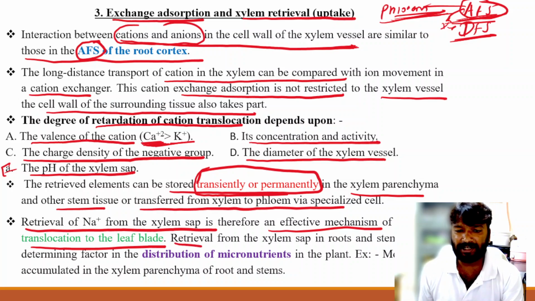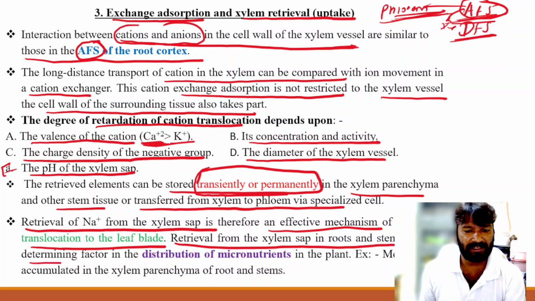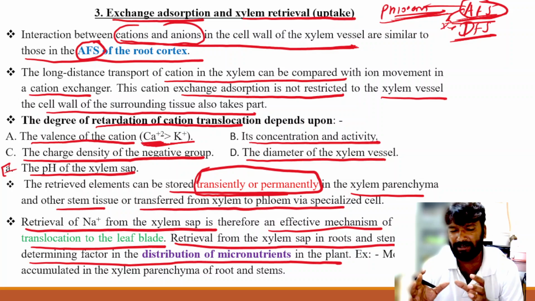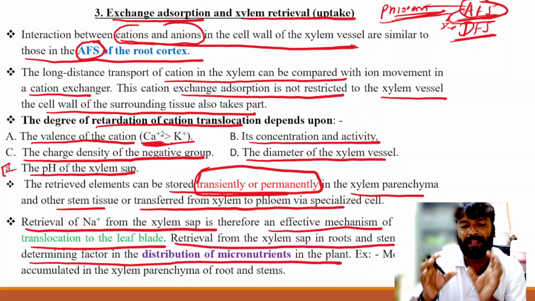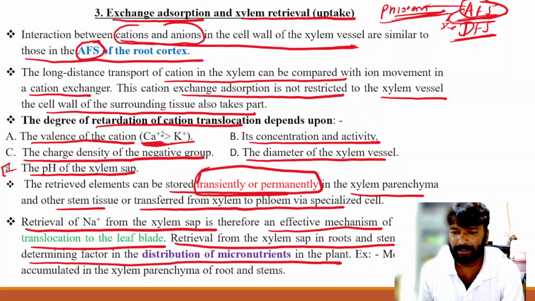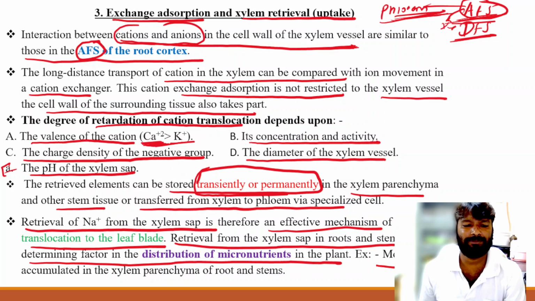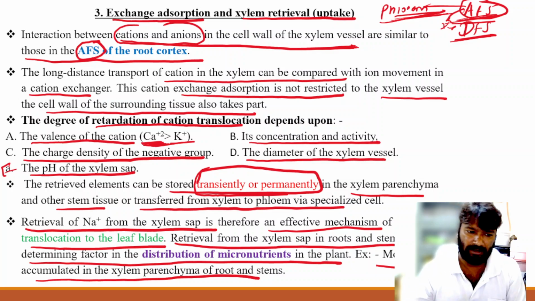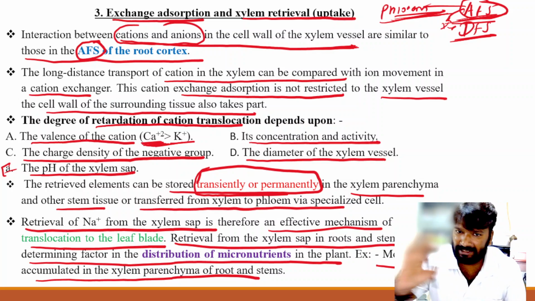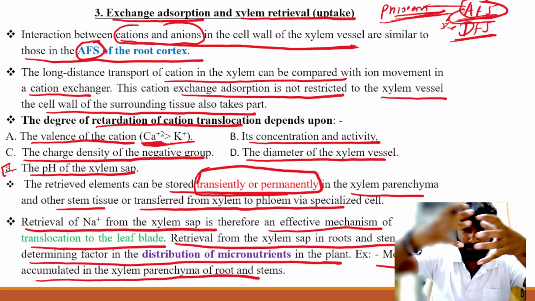Okay, so retrieval from the xylem sap in root and stem can be a determining factor in the distribution of micronutrients in the plant. It will regulate the concentration in the upper tissue and the xylem. Molybdenum, for example, has been accumulated in the xylem parenchyma of root and stem. So this is about the exchange, absorption and the xylem retrieval.